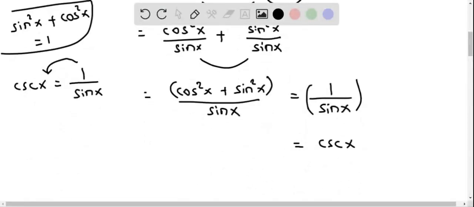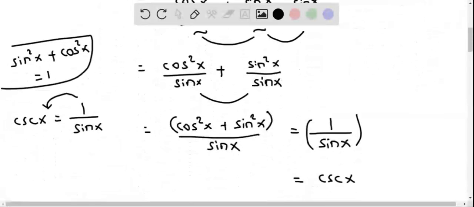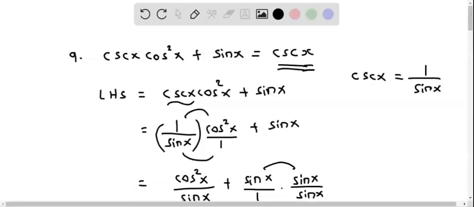So we see that these two expressions on the left side as well as on the right side are both the same, and this identity is proved.